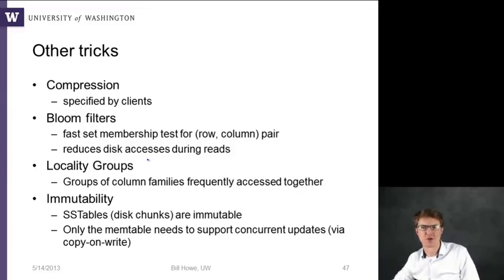All right. And then there's locality groups you can define, which is another layer of organization on top of families. And these are groups of column families that tend to be accessed together. Fine. And then another trick here is to make sure that the SS tables, these disk chunks, are actually immutable. They never get written directly. The only time they get written is when these major compactions happen and the whole thing is reorganized. And so that means that the only writable data structure is this mem table. And so the amount of concurrency control remains pretty simple.